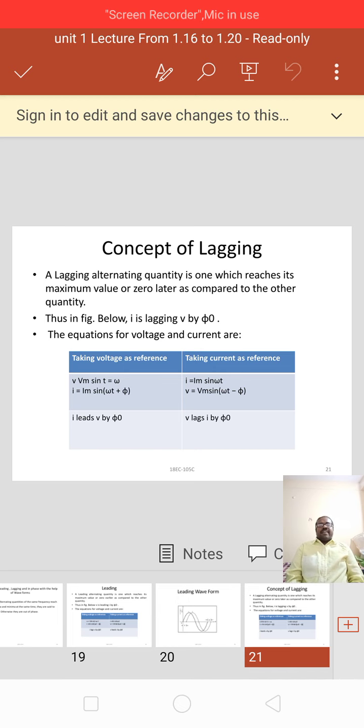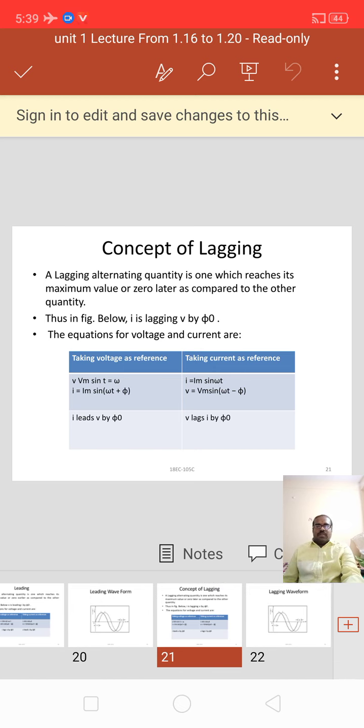These concepts can differ in these topics also. If any question asks about the differences between leading and lagging, we can put these two concepts in one table and use it for the difference between leading and lagging. Simply, positive and negative correspond to the lagging and leading concepts.